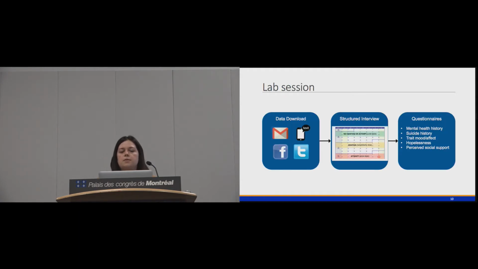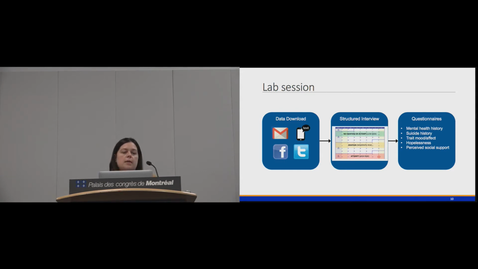So this is what our lab session looked like. It was conducted by a clinical psychologist in training, a PhD candidate. And the first thing that we had participants do when they came in the lab was to download their data. This is because we wanted to give them some sense of agency over their own data. So they downloaded their text messages, and this was part of a larger data collection effort. So they also downloaded their call history, their emails, their online search history, their Facebook data, and their Twitter data.